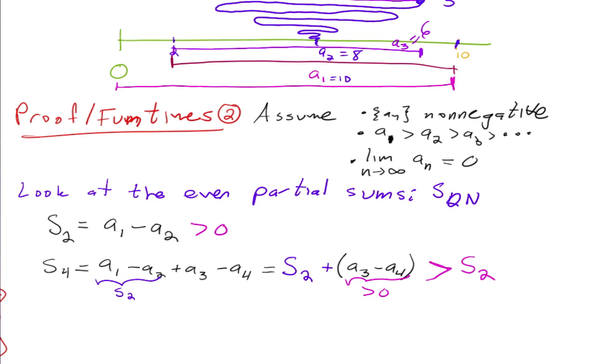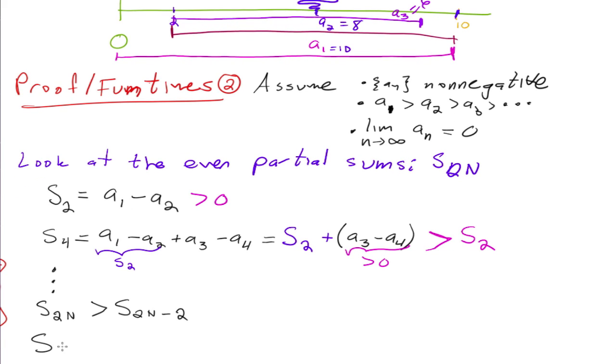So if I continue in this way, I would get that S of 2n is greater than S of 2n minus 2. Okay, so what does that mean about S of 2n? S of 2n is increasing or decreasing? It's increasing, right? Each one is bigger than the one before it. Okay, so you can already feel what we're going to use. So the partial sums are increasing.